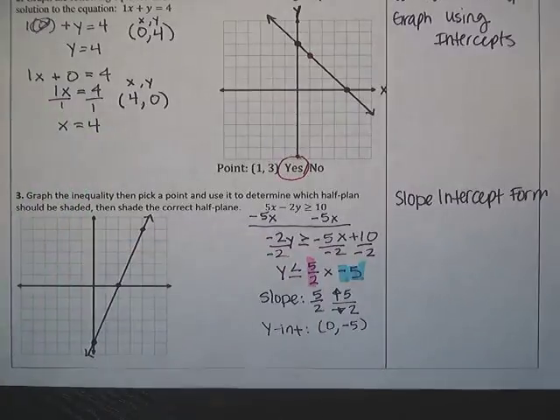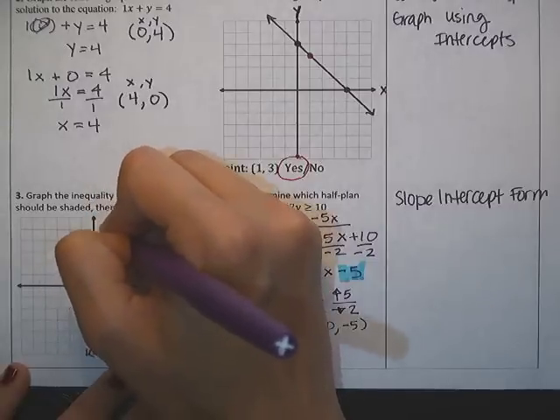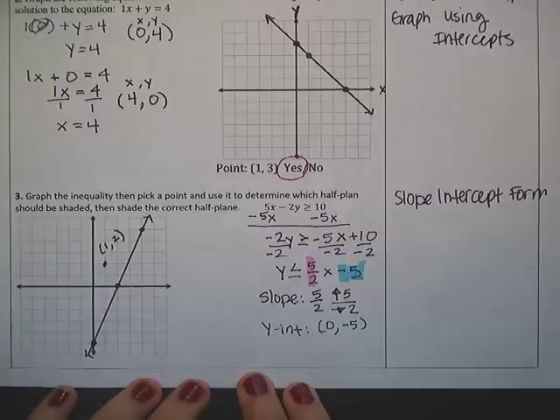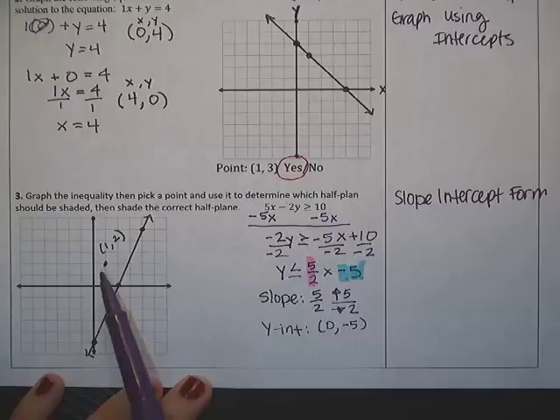Okay. Next it says pick a point. So I'm going to pick the point 1, 2. And I'm going to plug this into my equation to see if it makes a true statement. If it makes a true statement, then this point is part of a solution. If it makes a false statement, then it is not.